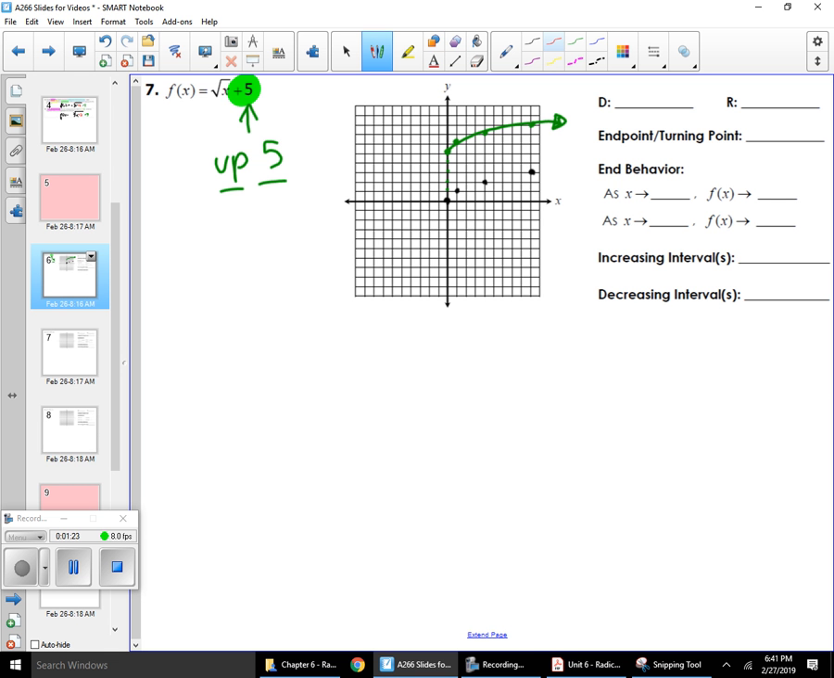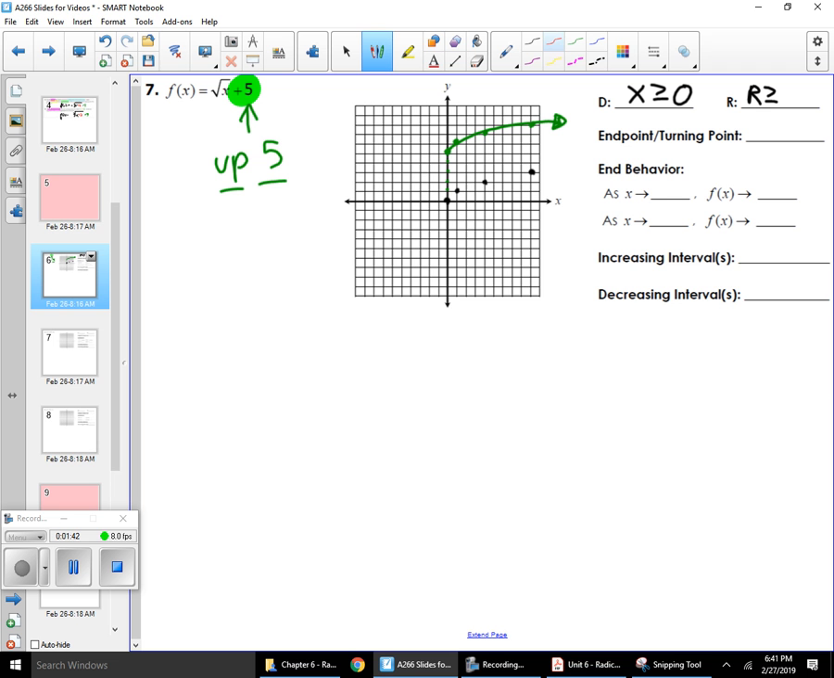There's some information that they're asking us about this graph over here on the far right. Note that our domain didn't change from the parent graph. I don't get any negative numbers in here. This is just still all x's greater than or equal to 0. The range did change though.